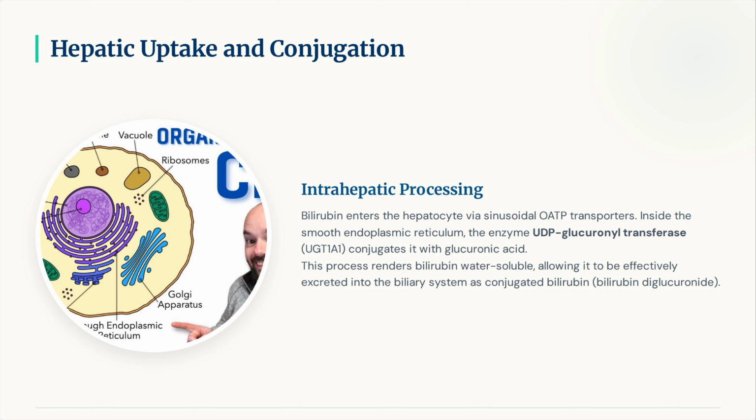Once the albumin-bilirubin complex reaches the liver, the real processing begins. The bilirubin detaches from albumin and enters the liver cells, the hepatocytes, through sinusoidal OATP transporters. Inside the cell, bilirubin makes its way to the smooth endoplasmic reticulum. Here, a crucial enzyme called UDP glucuronosyltransferase, or UGT1A1 for short, gets to work. It attaches glucuronic acid to the bilirubin. This process, called conjugation, transforms the bilirubin from a water-insoluble toxin into a water-soluble compound, ready to be safely flushed out into the biliary system.